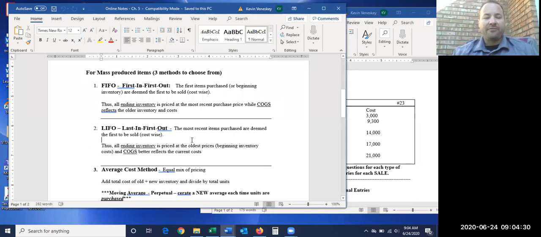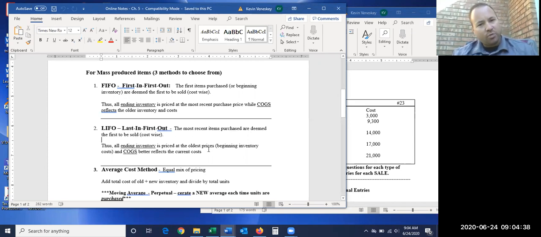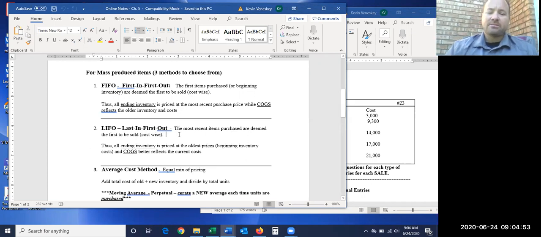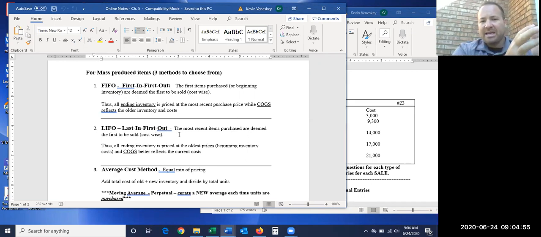Last in, first out, LIFO, is just the opposite. You work it the same, you just go from the other end. The items you purchased most recently, so in my example up here, we had our beginning of 10 and then we purchased 80. The first items we sell are going to be from that 80 batch, and we're always going to have those beginning items still in our store. This one isn't as popular because you're never getting those beginning items cycled through for cost purposes. So your ending inventory is always going to be at that old price.